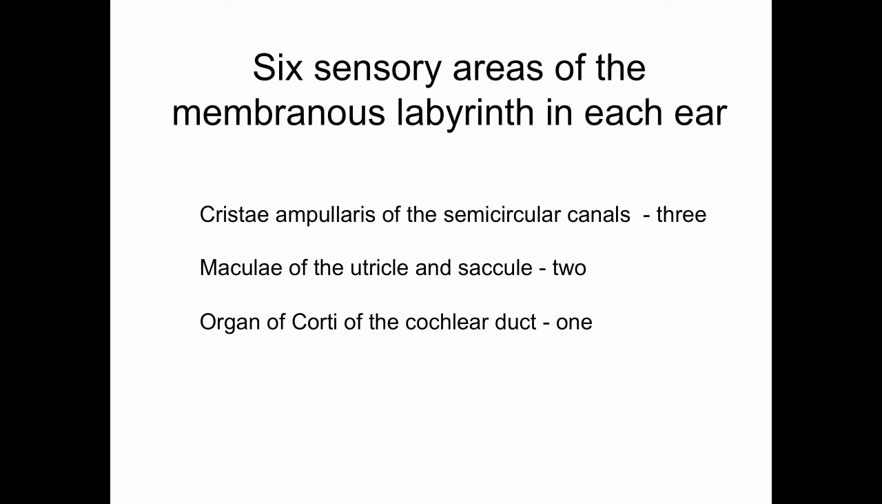We know that there are 3 semicircular canals. Each semicircular canal has a crista ampullaris. There are 2 macula, one in the utricle and one in the saccule. And of course the organ of Corti is within the cochlear duct. So these are the 6 sensory areas within the membranous labyrinth.